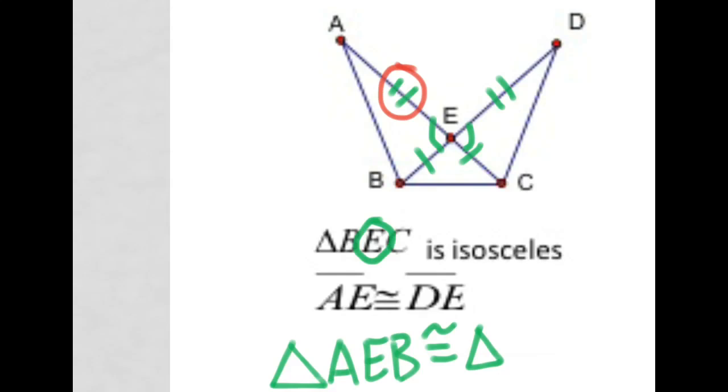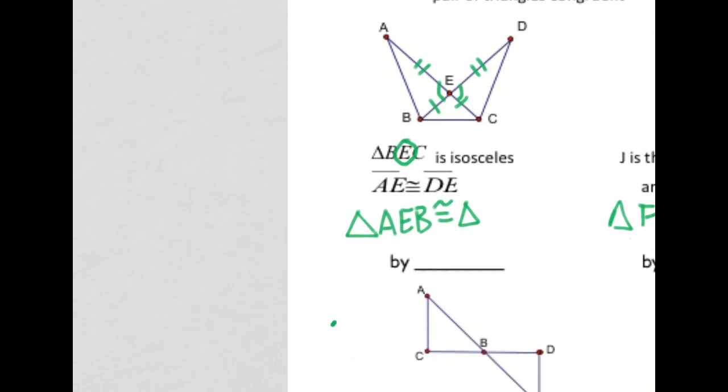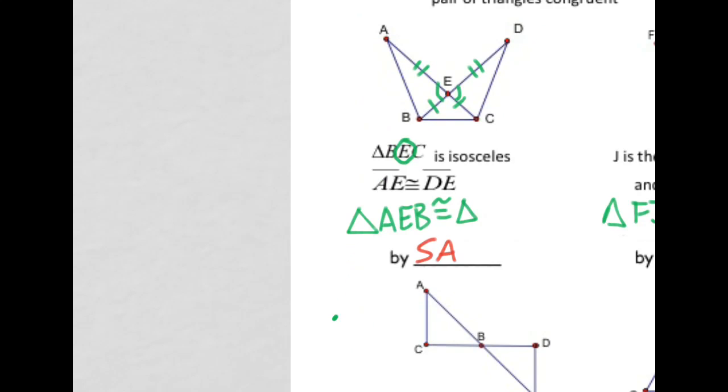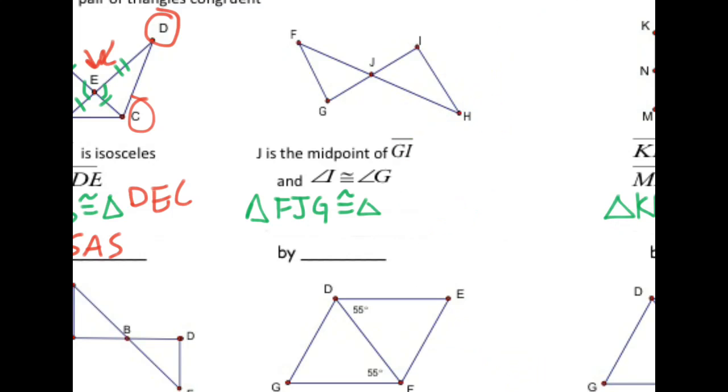So, by the side angle side conjecture, side angle side, wow, that's messy now, let's get rid of all that stuff. By the side angle side, aka SAS, triangle congruence shortcut theorem, we know that triangle AEB is congruent to triangle DEC. So boop, boop, boop. Let's take a look at this next one.